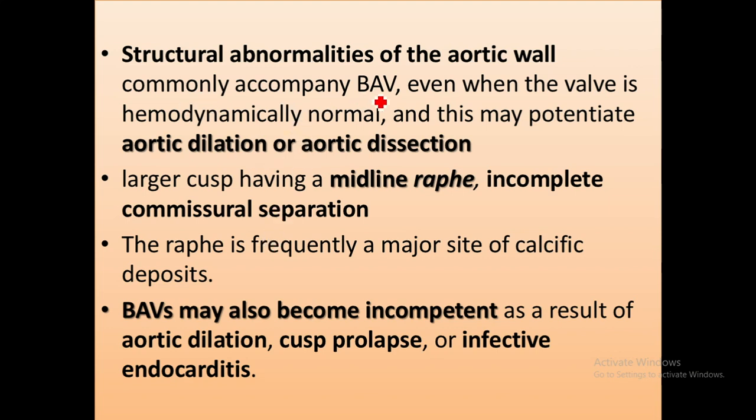Bicuspid aortic valve is generally associated with structural abnormalities of the aortic wall also. So, even when the valve is hemodynamically normal, this may potentiate aortic dilation or dissection.